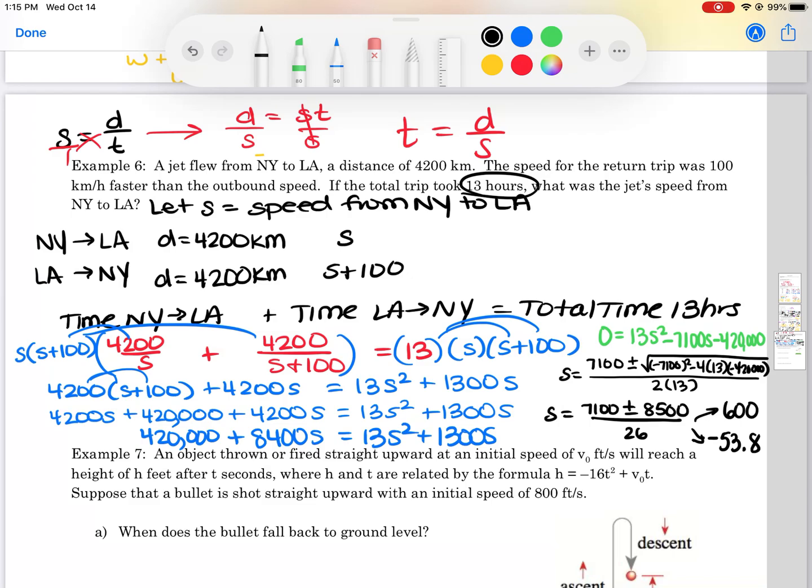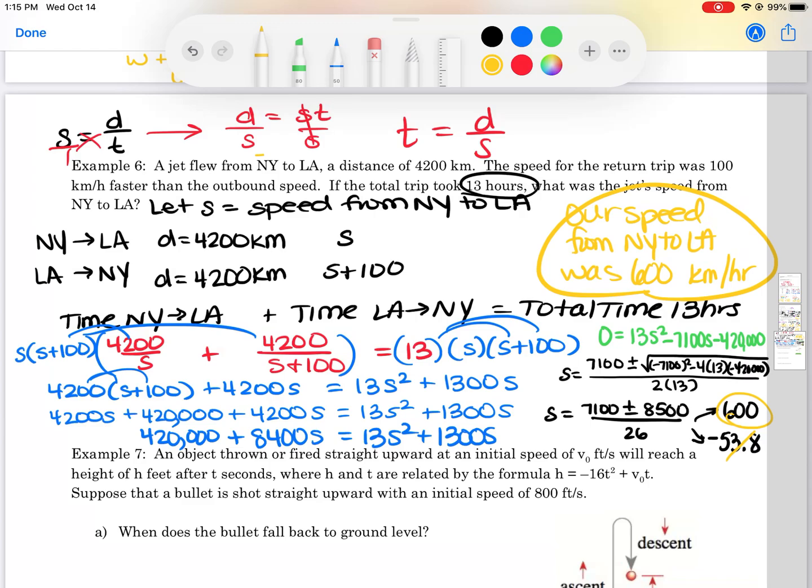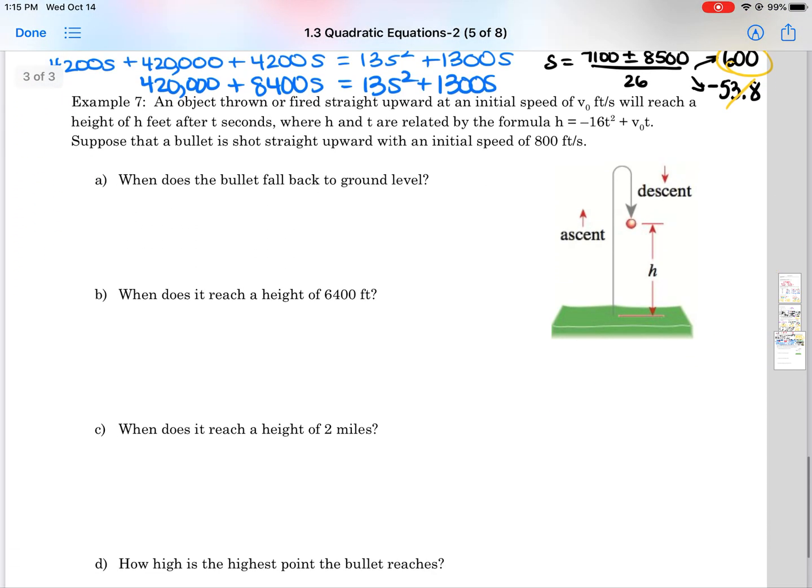So what does this mean? Well, first of all, negative speed doesn't make a whole lot of sense here, so we're going to ignore that number. 600 is our speed from New York to LA. So our speed from New York to LA was 600 kilometers per hour.